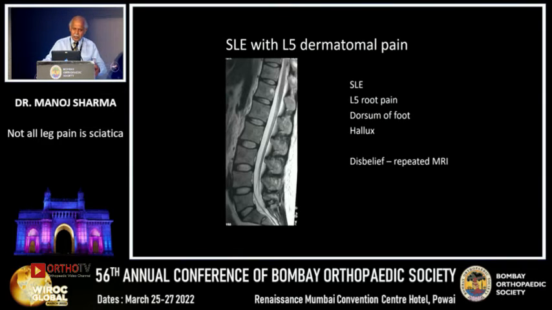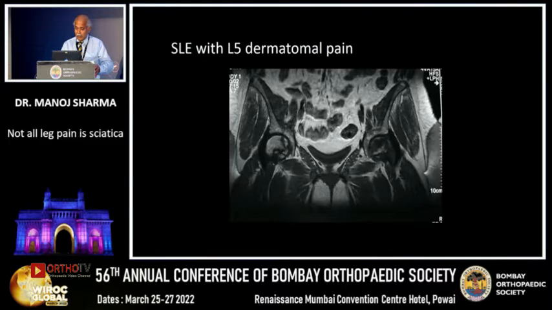Now, this was an interesting case. An SLE patient with typical L5 dermatomal pain going down the dorsum of the foot. The hallux was weak and the MRI was normal. Luckily, we got an MRI of the pelvis and she had bilateral AVN.